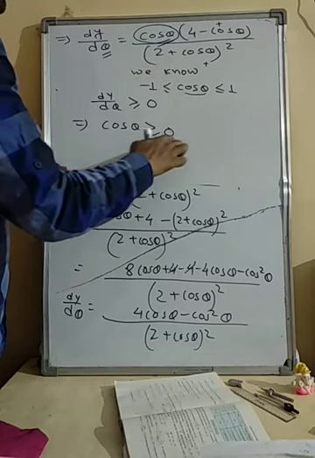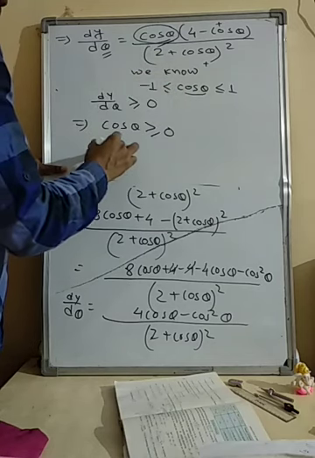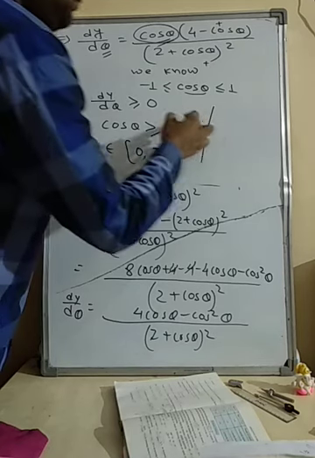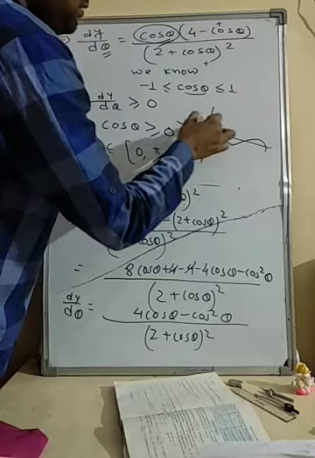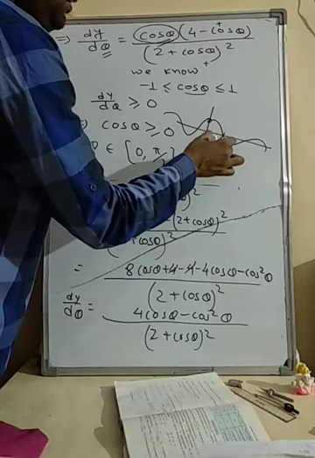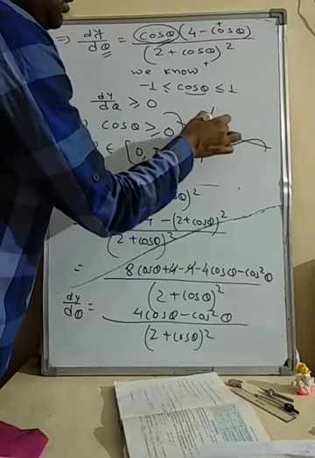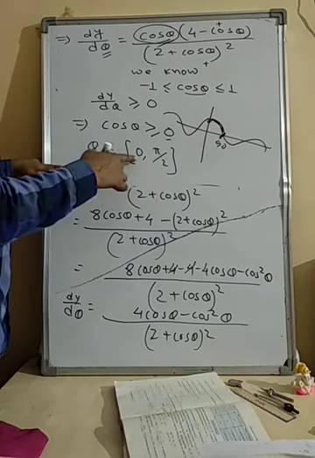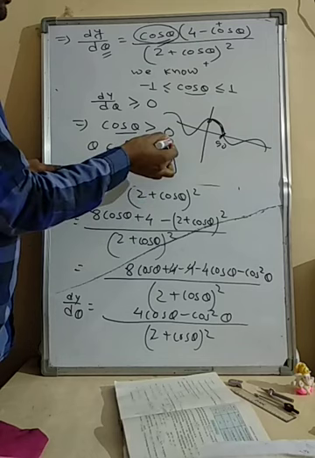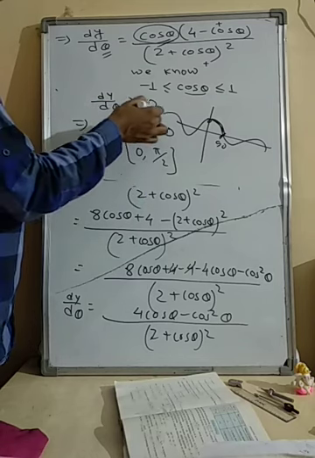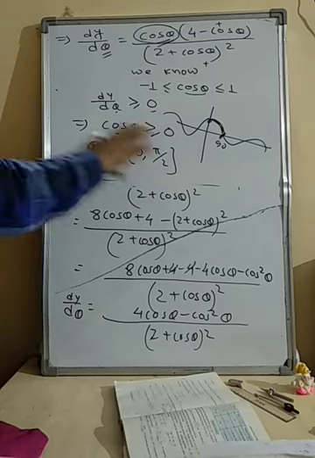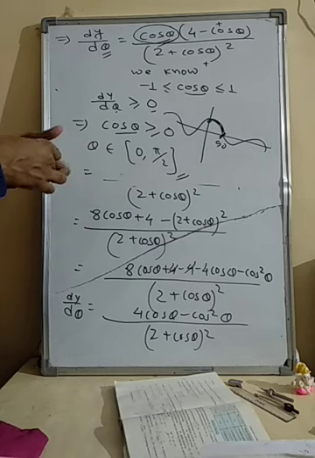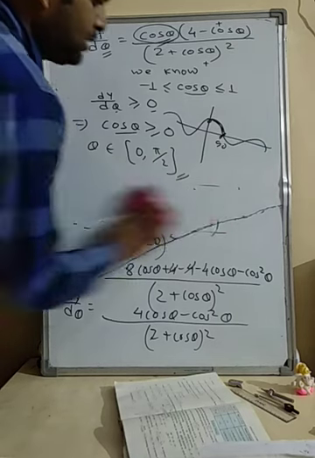Now cos theta greater than or equal to 0, you can say theta belongs to 0 to pi by 2. In the graph of the cos function, this is 0, this is 90 degree. From 0 to 90 degree, the value of cos is positive, and at 90 degree exactly 0. So therefore from 0 to pi by 2, cos theta is greater than or equal to 0. That is dy d theta greater than or equal to 0. So therefore the given function is increasing in the given interval 0 to pi by 2, hence proved.